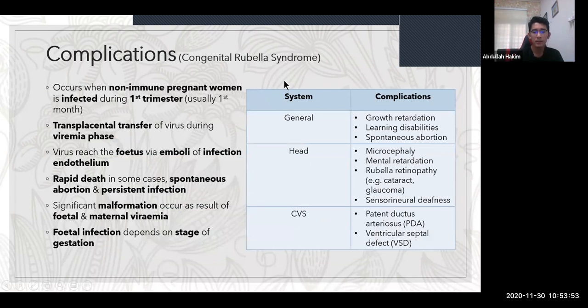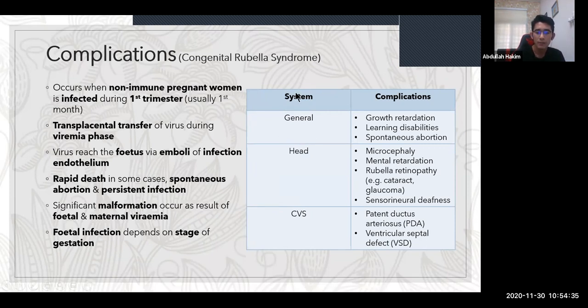So complications in congenital rubella syndrome. It occurs when a non-immune pregnant woman is infected during the first trimester, usually the first month of pregnancy. There'll be transplacental transfer of the virus during the viremia phase. The virus will reach the fetus via emboli of infected endothelium. So in some cases, there'll be rapid death, spontaneous abortion, and also persistent infection. Significant malformation occurs as a result of fetal and maternal viremia. So the fetal infection depends on the stage of gestation.